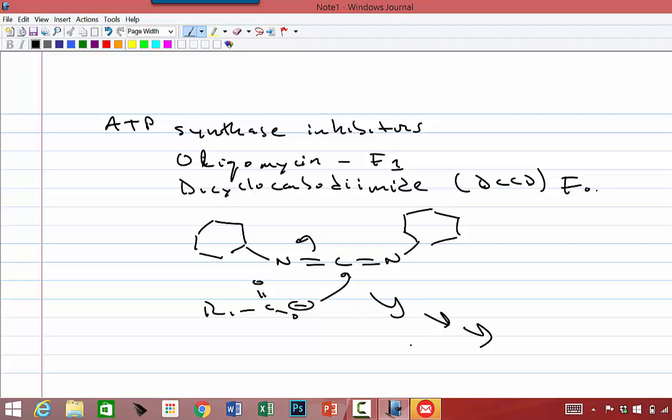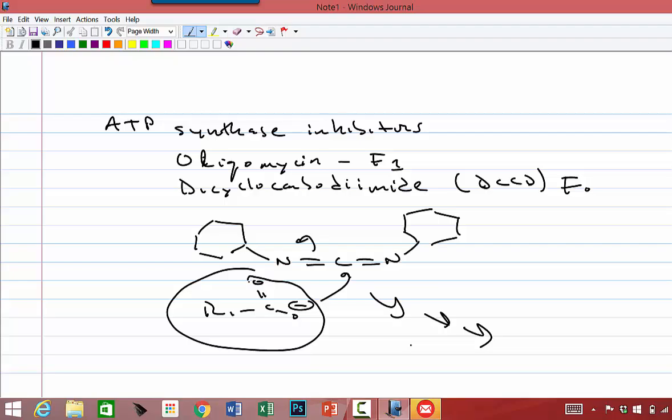ATP synthase. So can anyone guess as to what amino acid would be especially susceptible to DCCD inhibition? Aspartate. Very good, aspartate. Can anyone name another one? Glutamate. Very good, very good.